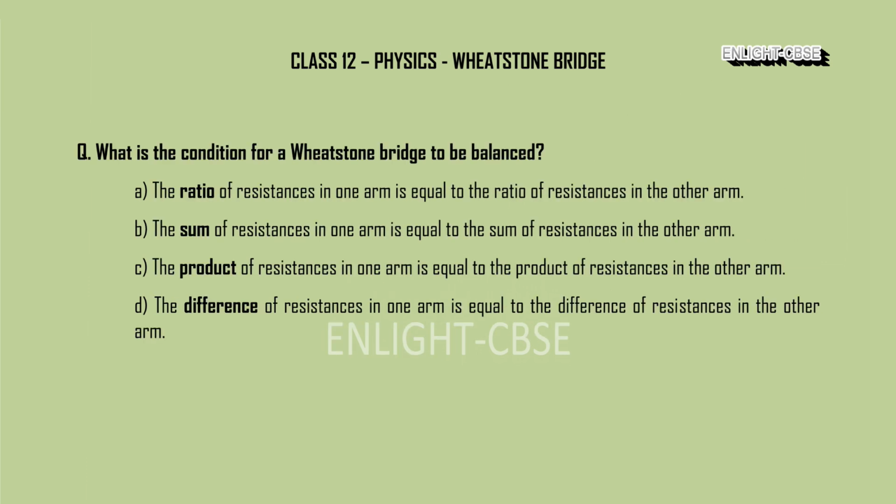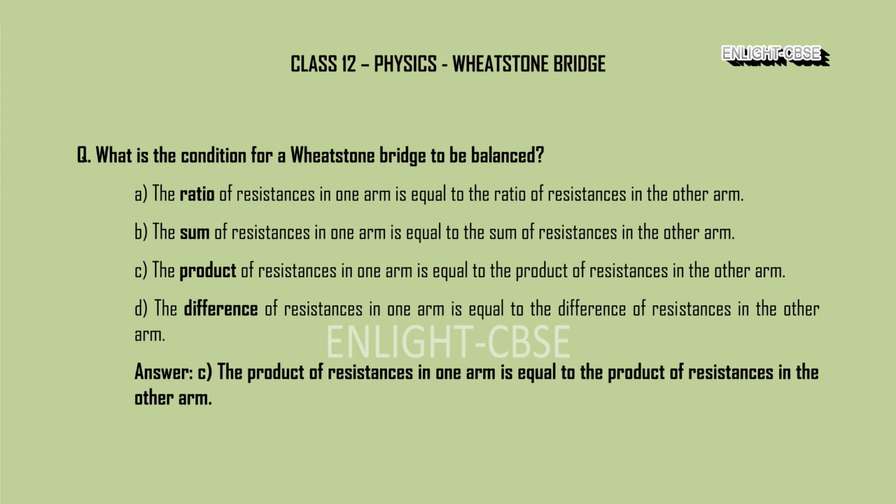What is the condition for a Wheatstone bridge to be balanced? A. The ratio of resistances in one arm is equal to the ratio of resistances in the other arm. B. The sum of resistances in one arm is equal to the sum of resistances in the other arm. C. The product of resistances in one arm is equal to the product of resistances in the other arm. D. The difference of resistances in one arm is equal to the difference of resistances in the other arm. Answer: the product of resistances in one arm is equal to the product of resistances in the other arm.